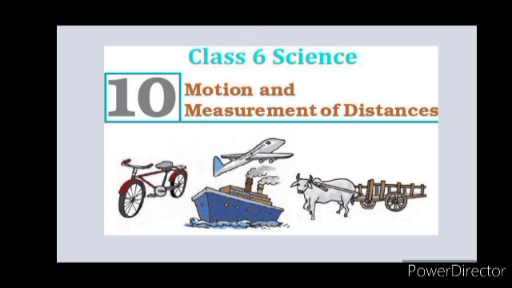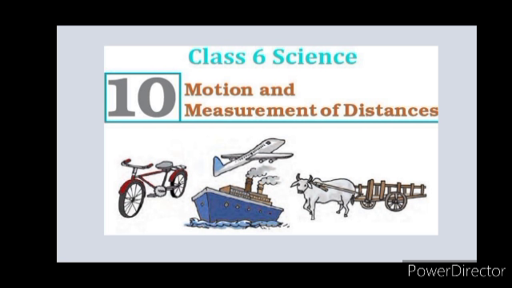Okay, students, in this class, I am going to start a new chapter, chapter number 10, motion and measurement of distances. Before going to know more about this chapter, first we should know what is motion. The general meaning of motion: motion means moving or movement. So the movement of an object is called motion.